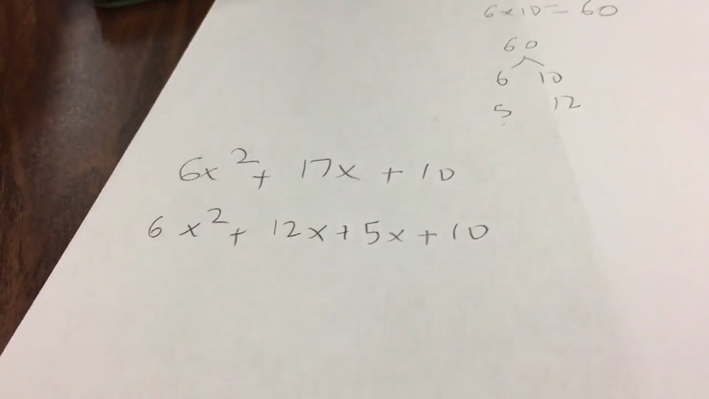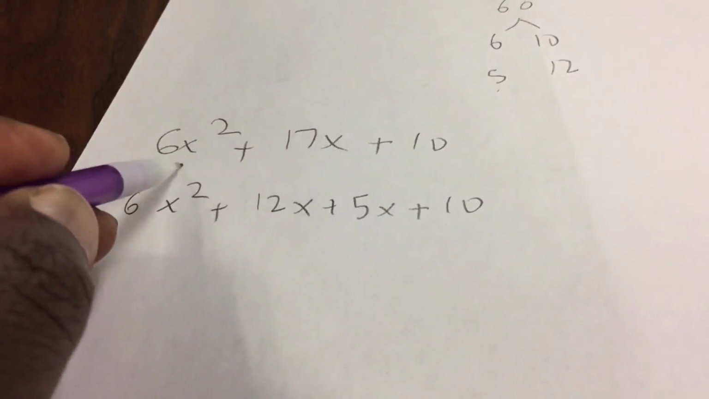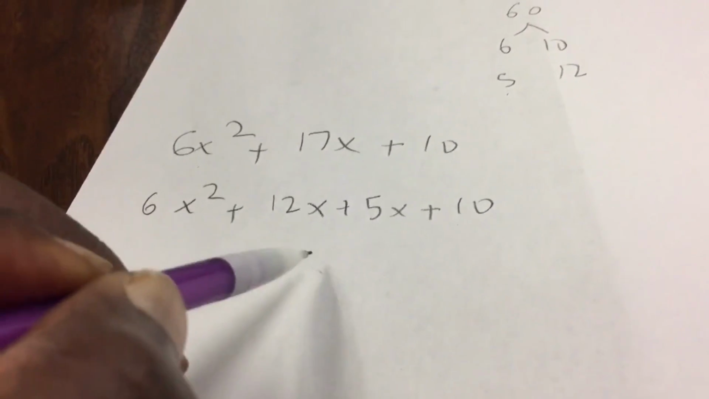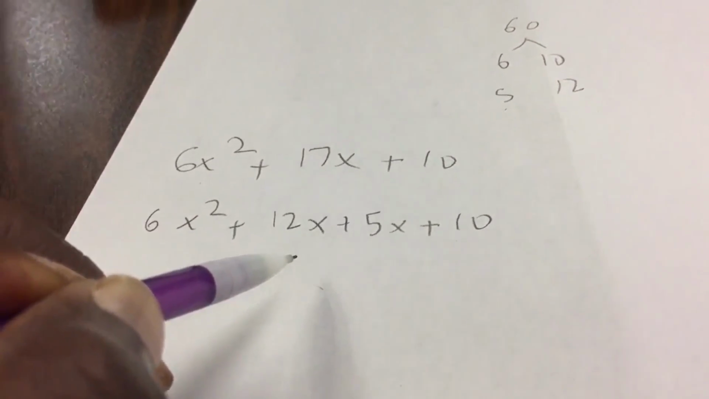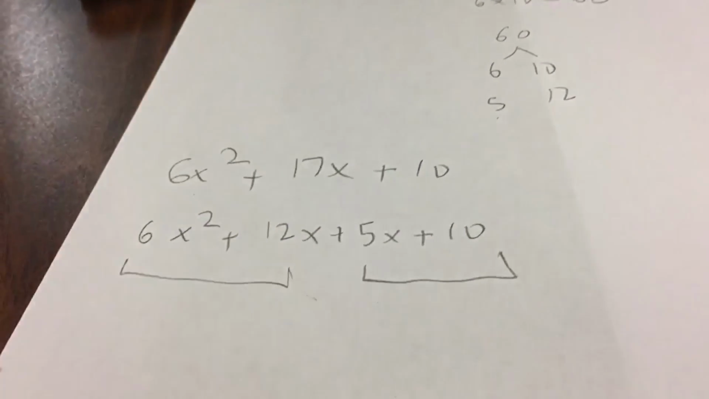Wait, I have a question. Why did it come back to 6x squared again? I'm not touching this yet. I just split it so I can do my factorization using the grouping, right? Okay. So I'm going to take these two together, and I'm going to take these two together, right?